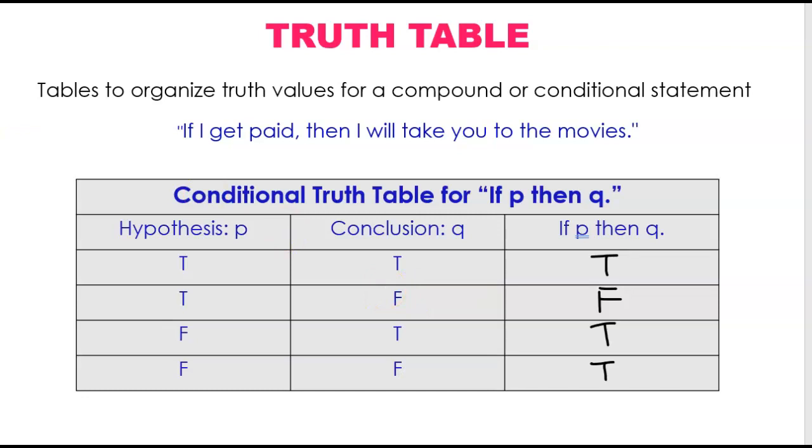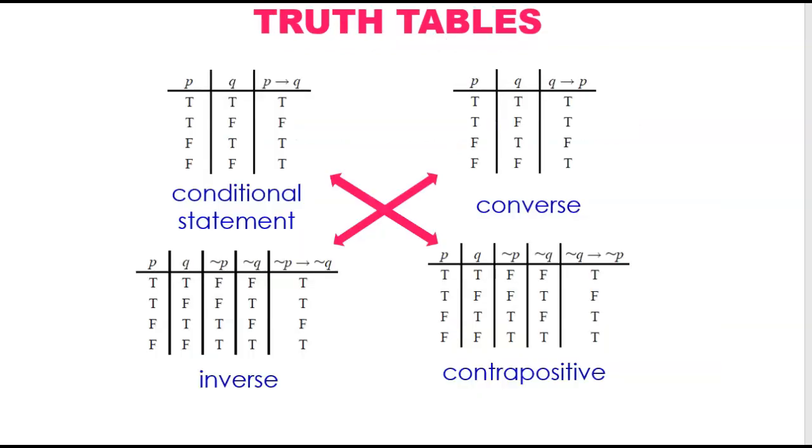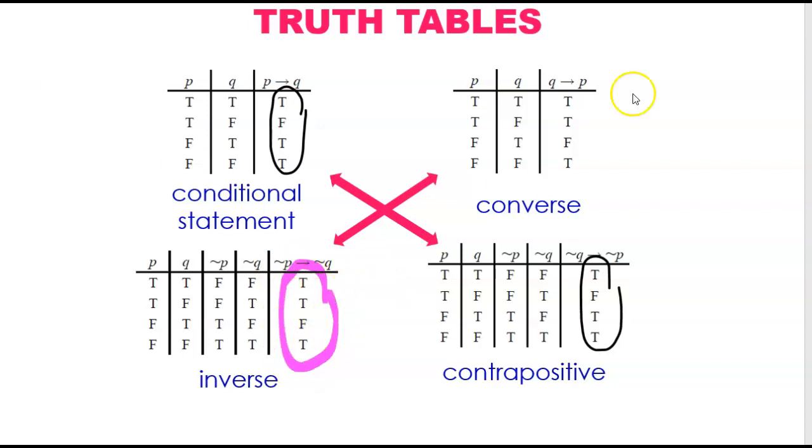So this is a way to organize the different scenarios with the conditional statements, okay? For the truth tables, just so you know, the conditional statement and the contrapositive statement, you can see here that they have the same truth values, okay? And then the inverse statement and the converse statements have the same truth value. So if the conditional statement is true, then the contrapositive statement will be true. If the inverse statement's true, then the converse statement will be true. Okay?